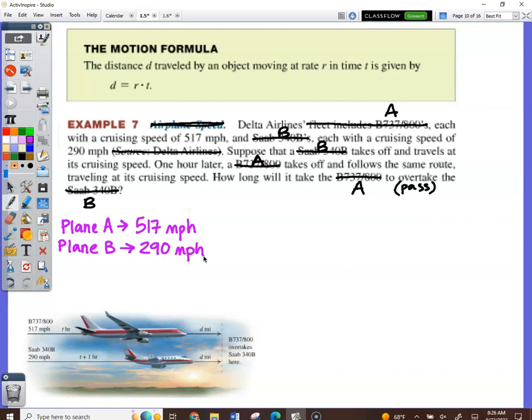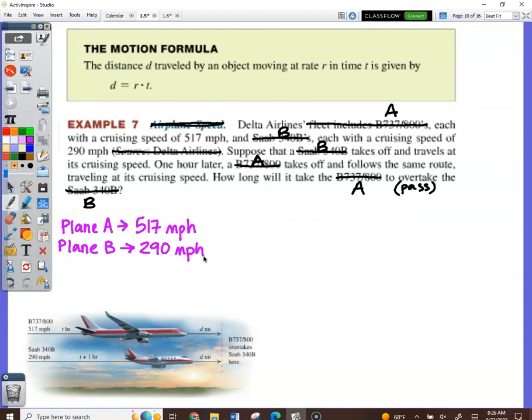Using the motion formula at the top of your box of notes, D equals RT, right? Okay, D is distance. We need to know the distance, so that means we don't know D. R is the rate at which the object is moving. Do we know it? Yes, we know it in miles per hour. And T is the amount of time that has passed. We don't know the time that's passed. That's what they're asking. At what point will the one plane overtake the other plane, right?